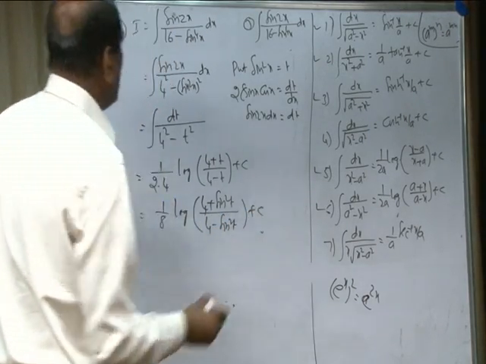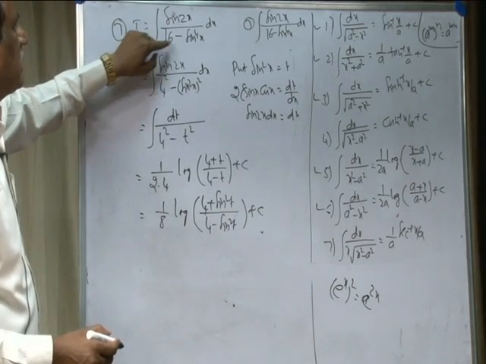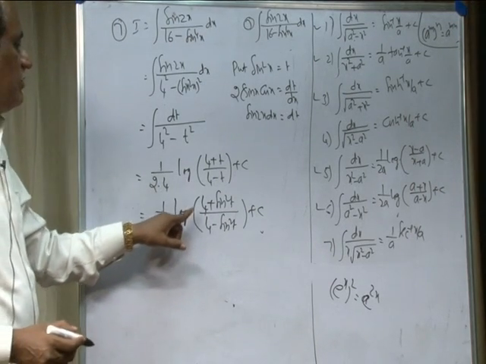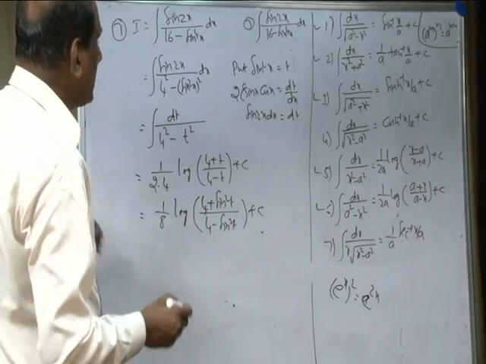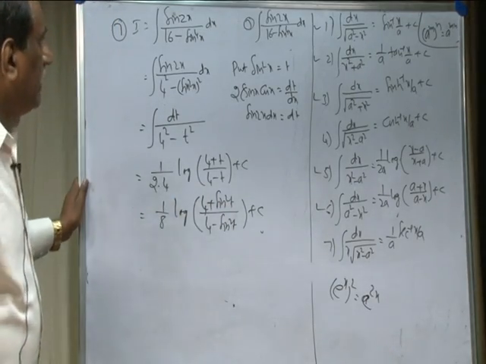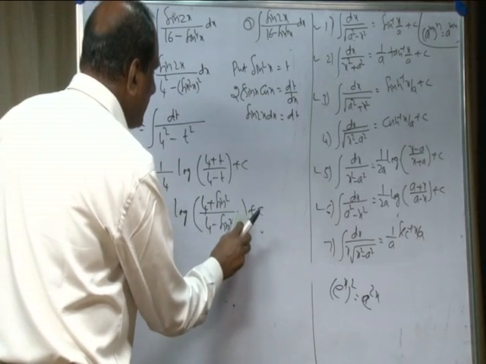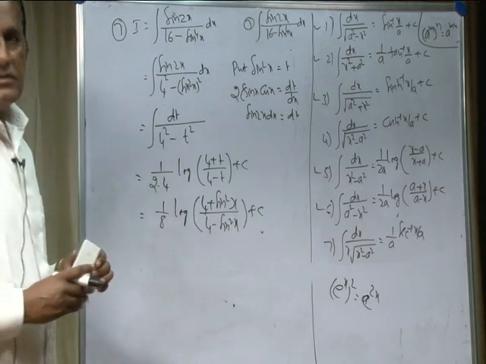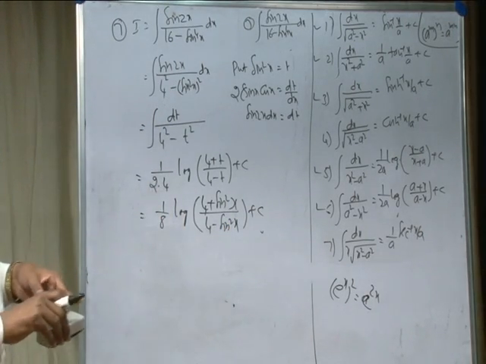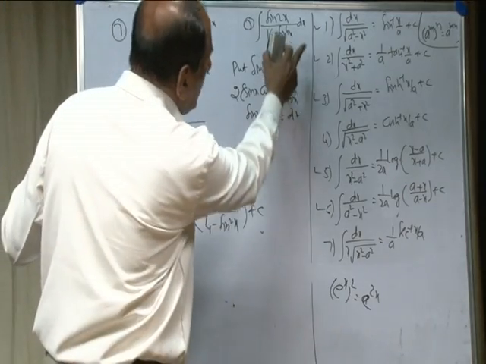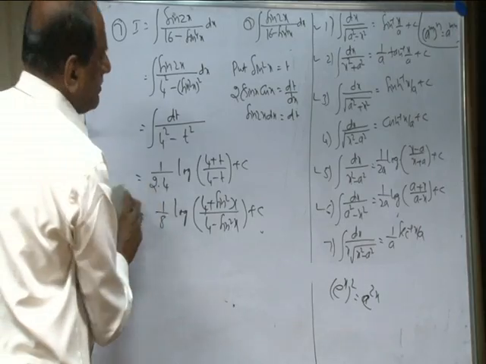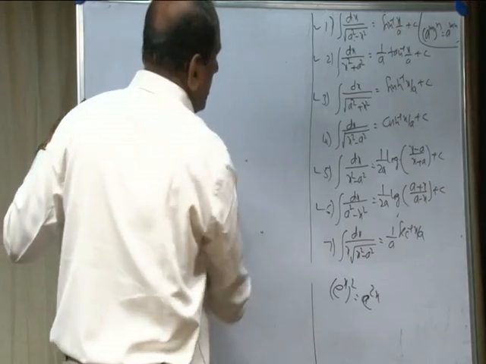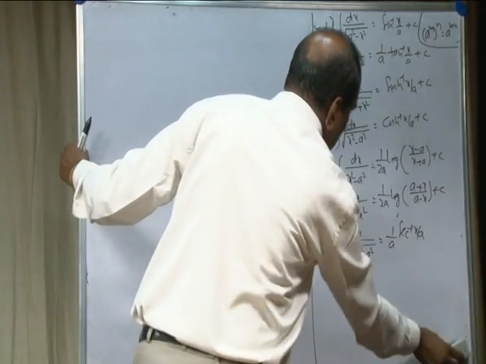So, plus c. Therefore, the integral of sin 2x by 16 minus sin power 4 x dx, according to the formula, is 1 by 8 into log of (4 plus sin squared x), sorry, t is equal to sin squared x, divided by (4 minus sin squared x), that is in the given variable. So, these are the 7 problems. I used 5 standard forms. I am going to use 2 more standard results in the remaining problems. So, note down another 5 or 6 problems.